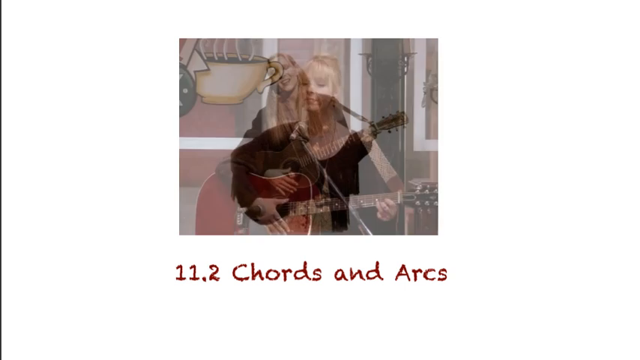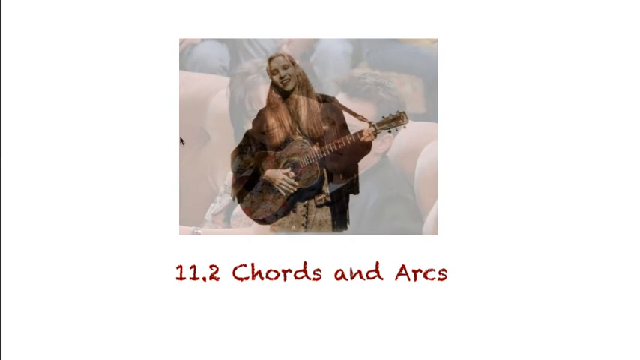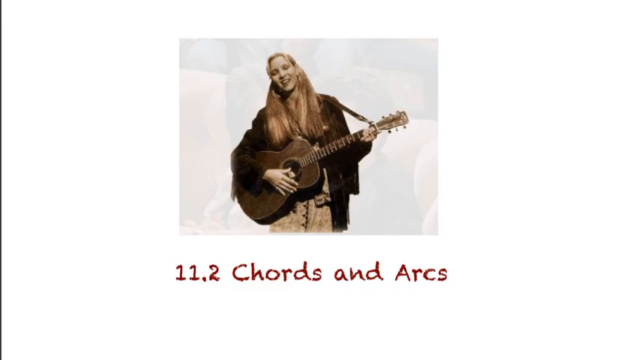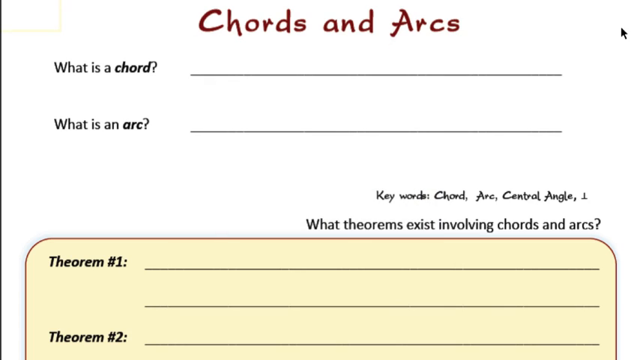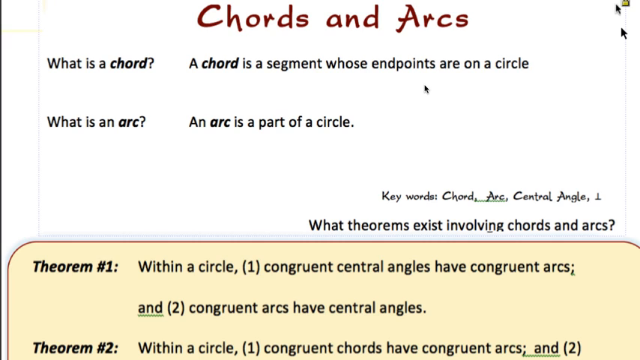Chords. We're learning about chords today. And arcs. What exactly is a chord? That's a good question. A chord is a segment whose endpoints are on a circle. That's easy enough. And you've heard the term arc before. We need to know both of these, chord and arc. An arc is just part of a circle.